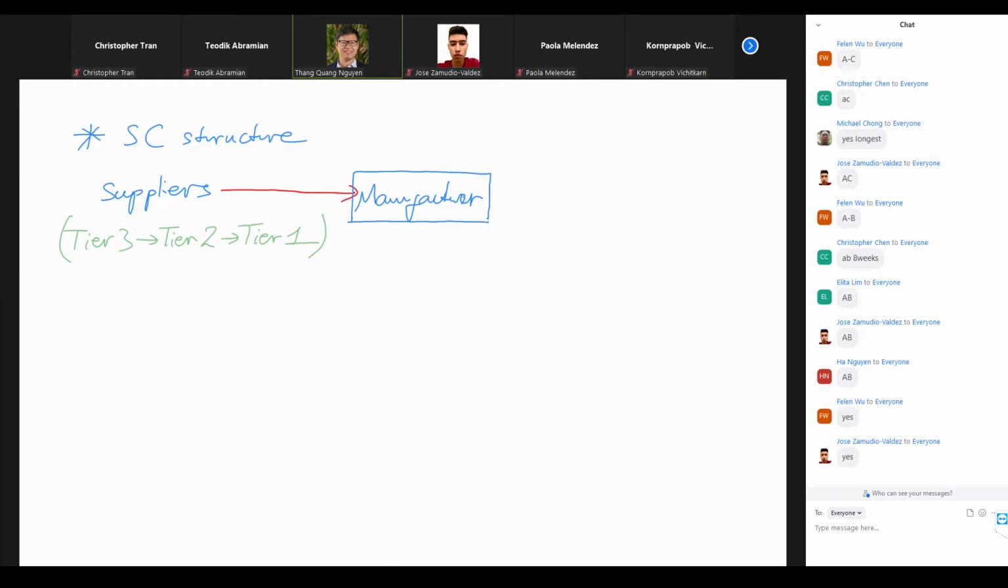And after the manufacturers are done with the goods, they will distribute them through the distributors. And then the distributors will transfer the goods to the retailers.